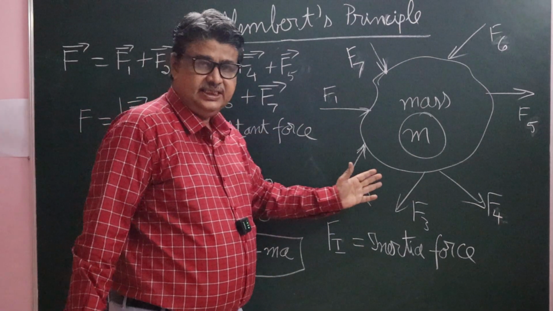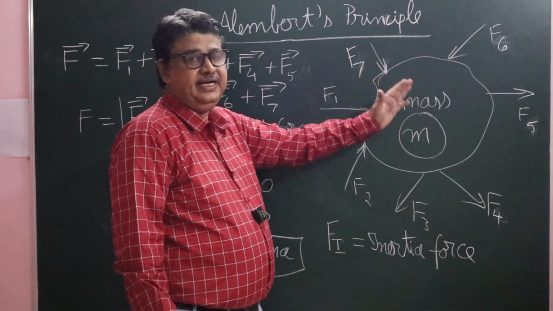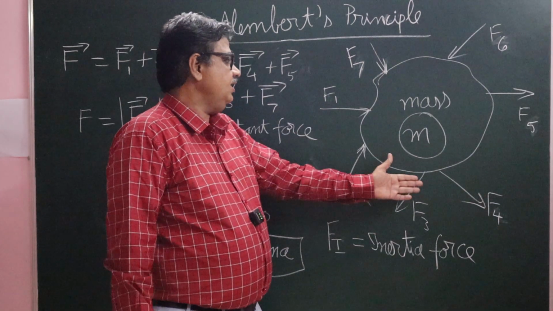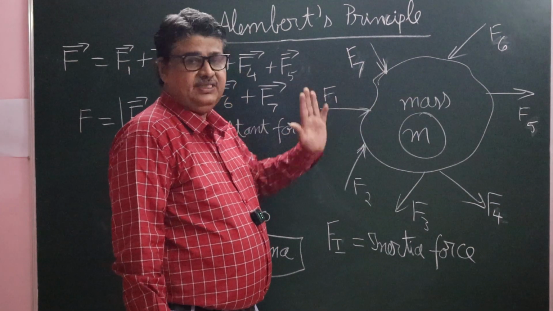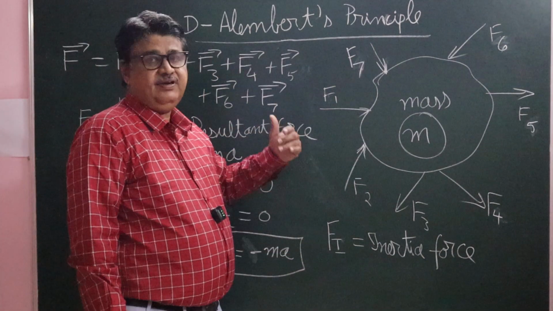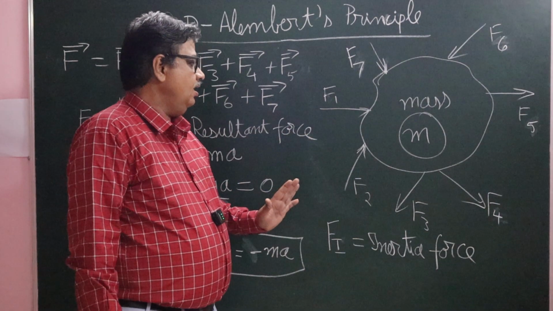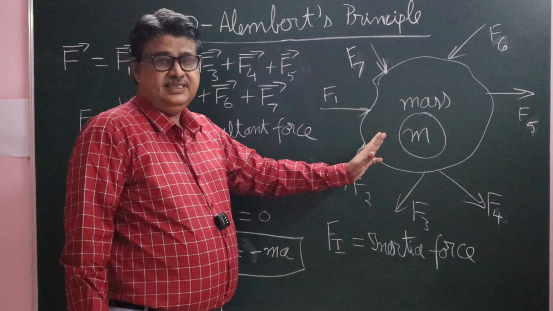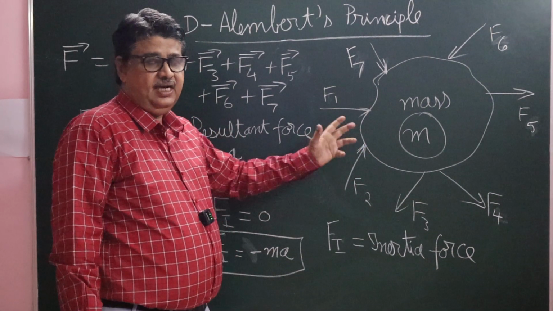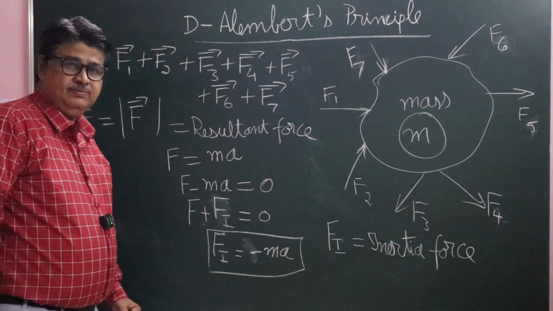Consider a body of mass m, which is acted upon by a system of forces in many directions like this. Forces F1, F2, F3, F4, F5, F6, F7. All these forces are acting on the body in different directions with different magnitudes. Let us assume the mass of the body is m.